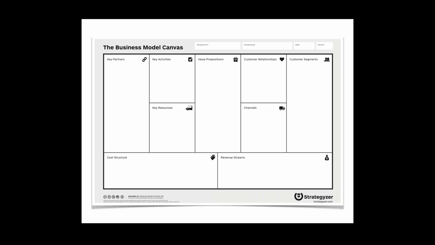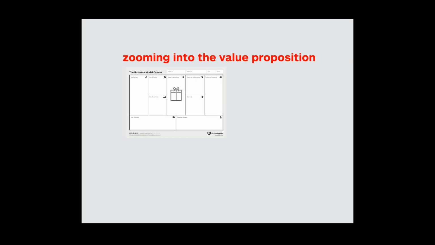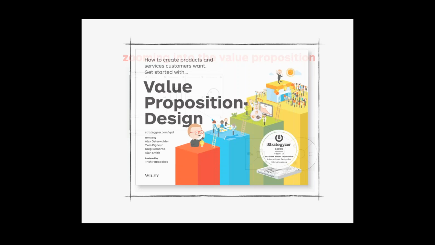Okay? So now, if we look at the business model canvas and we zoom into the value proposition building block, which I'll show you with that little gift there, right there in the center, and the customer segment building block, which will use that face to kind of show you, we then get the value proposition canvas. Okay, and the value proposition canvas comes to us from Strategyzer's new book, Value Proposition Design, as I mentioned earlier.